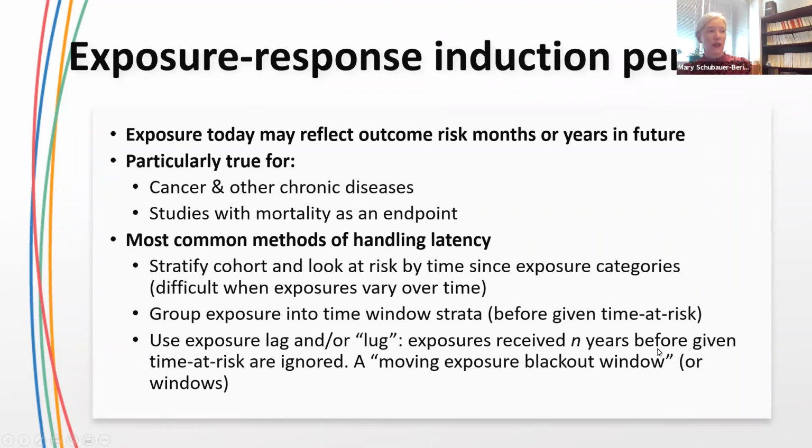You could stratify a cohort and look at risk by time since exposure categories, but this can be difficult when exposures vary over time. You can also group exposure into time windows, and this is before a given time at risk. And there are actually pretty convenient ways to do this using incidence density sampling. I showed you an example of using exposure lagging, where you discount exposure just before the time at risk. You can also use what's sometimes called lugging, L-U-G-G-I-N-G, which is excluding exposure received at some distant time before time at risk. So then you have conceptually a moving exposure blackout window, or windows, that are not considered relevant for risk.